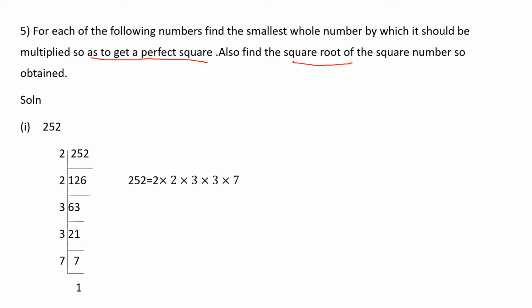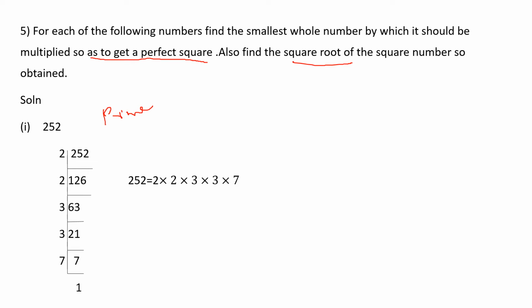Then I'll explain the next step. The factorization method we have already learned, right? For 252, we are going to do the calculations by using prime factorization. 252 is divisible by 2, right? Divide, you are getting 126. Again 126 is divisible by 2. You are getting the answer 63.